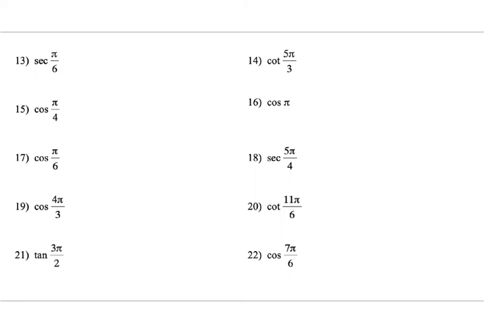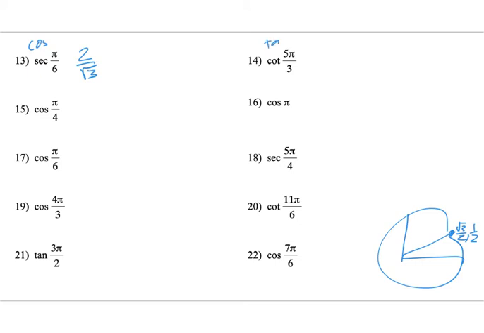Here we've got a whole bunch more unit circle values. We know secant is going to be related to cosine. Cosine of, I'm just going to draw one of these and make my first quadrant really big. So pi over 6 is going to be root 3 over 2, comma 1/2. And for cosine, that's the x value, and we have to flip it to get 2 over the square root of 3. For number 14, cotangent is related to tangent.